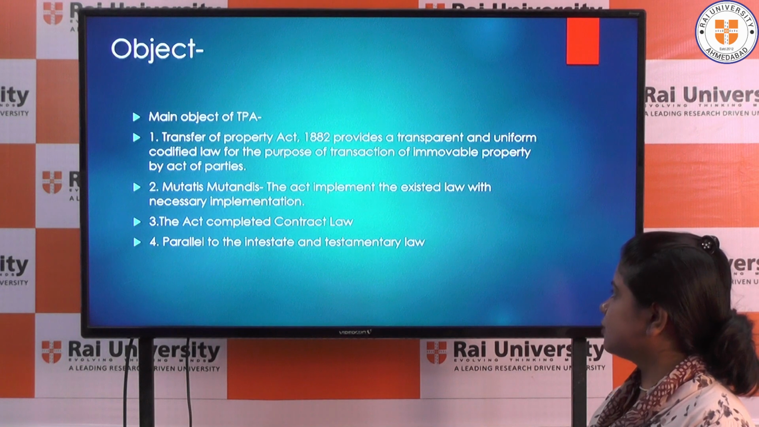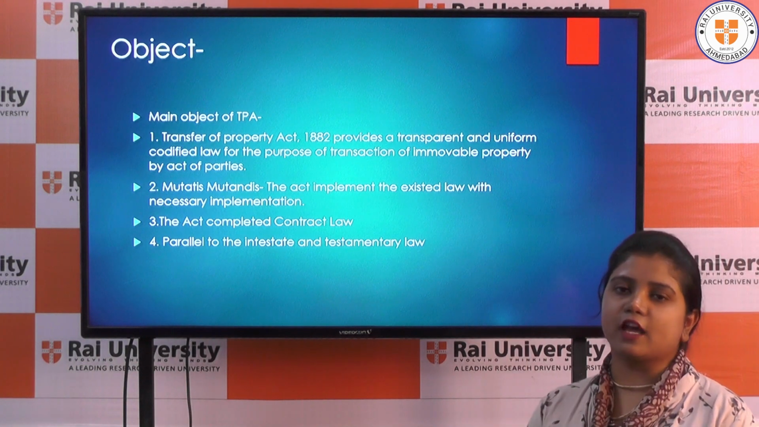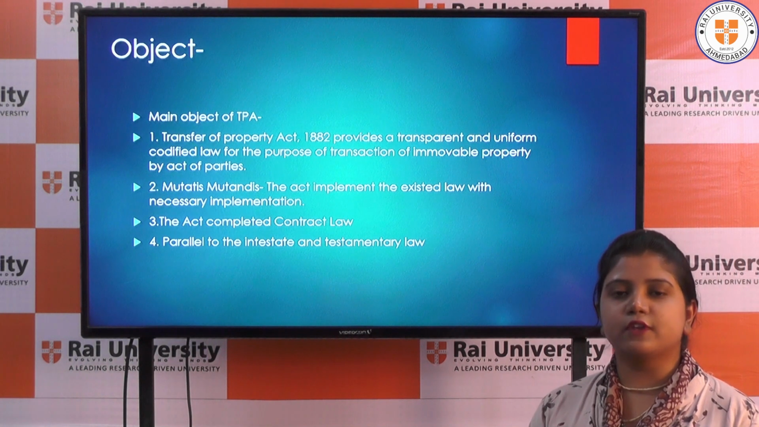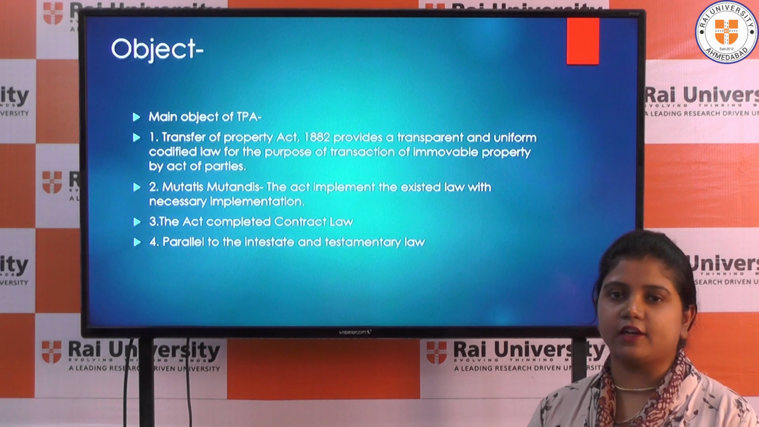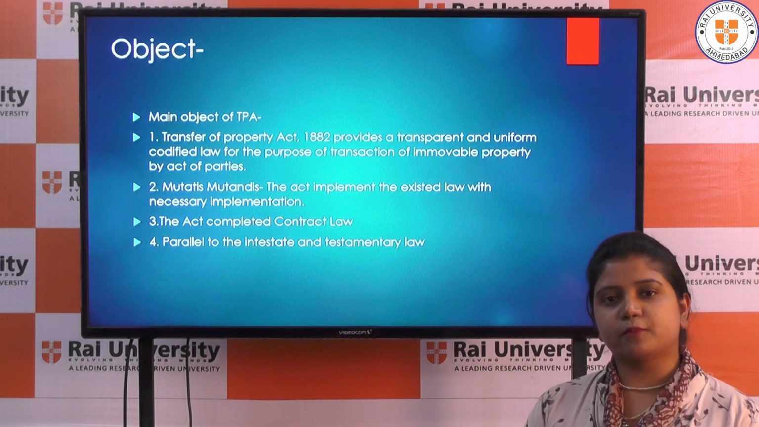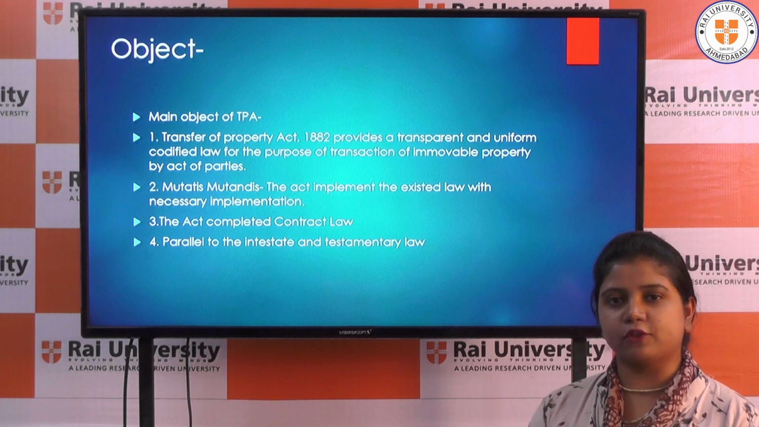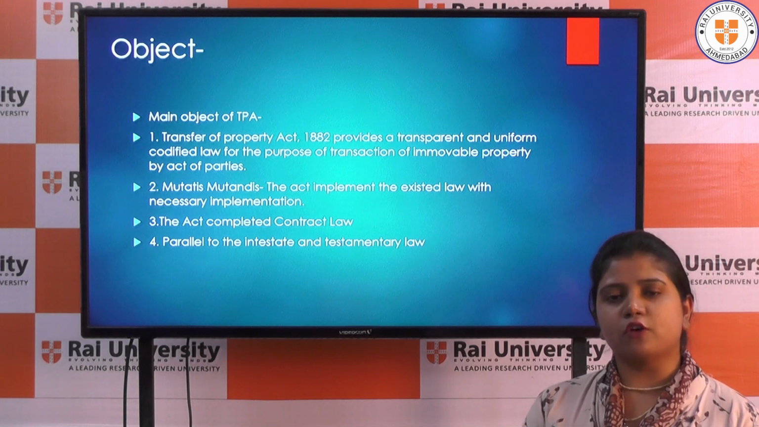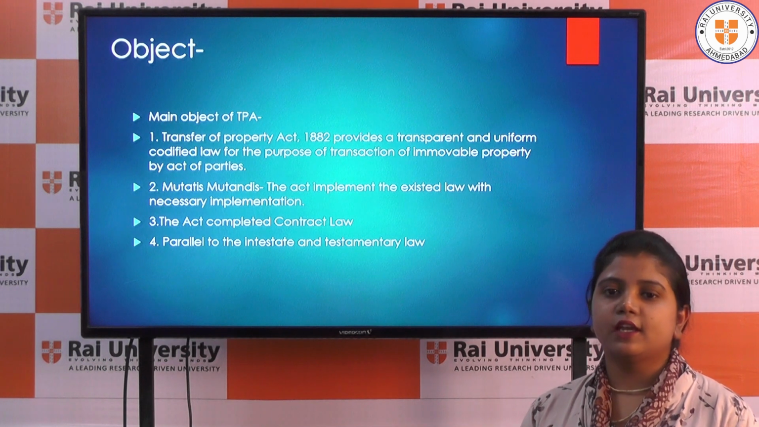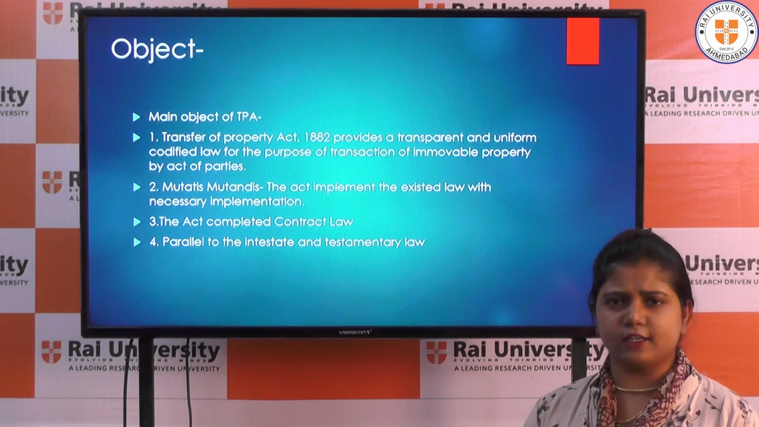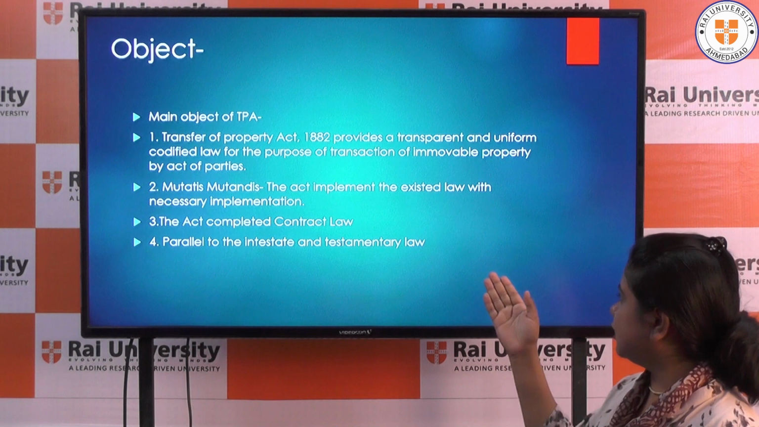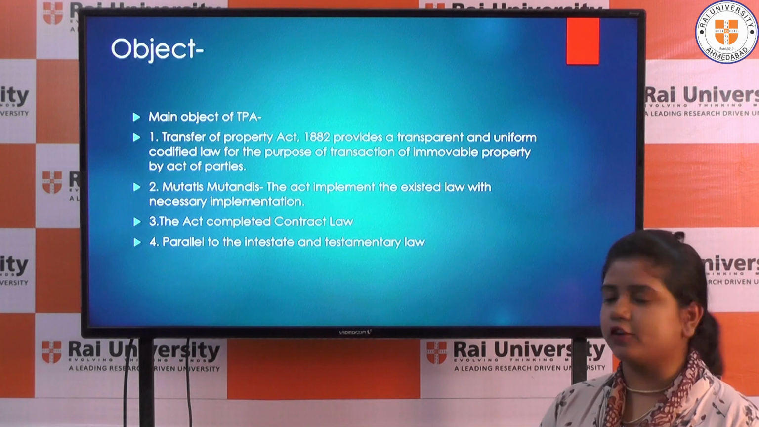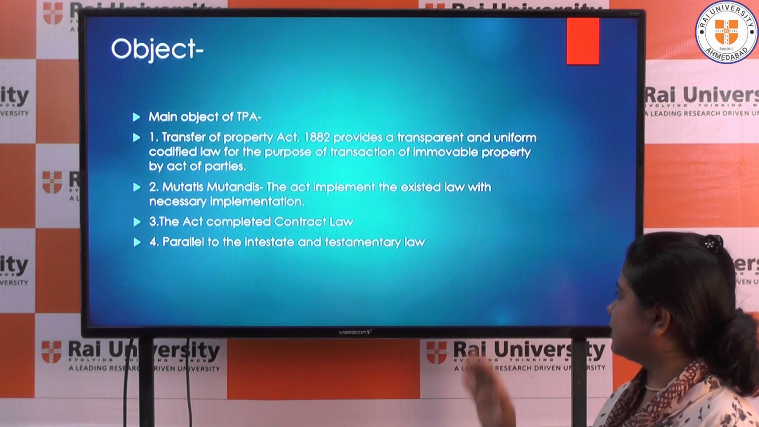The second is mutatis mutandis. This maxim basically means, for example, we can take strict liability in tort. In India, there were no provisions like strict liability or absolute liability, but internationally it was covered. Justice Bhagwati derived the provision of absolute liability from the strict liability concept. Further, there was certain modification, and with the modification it was implemented in India. So the Act implemented the existing law with necessary modification according to the need of the place. The third is that the Act completes the contract law.